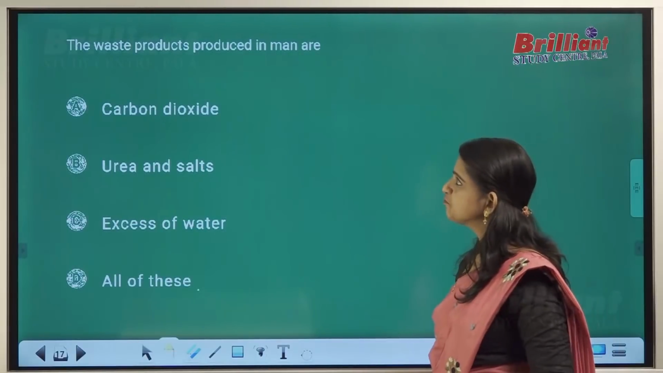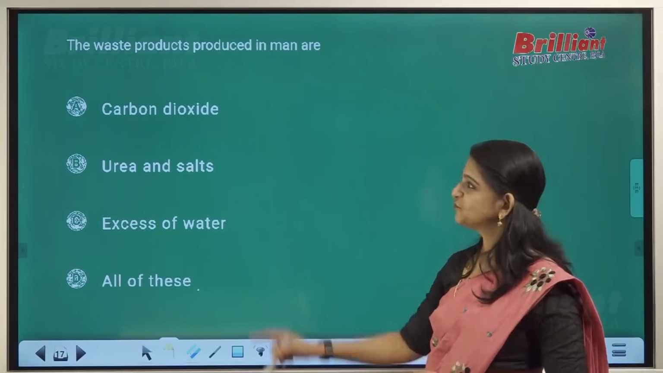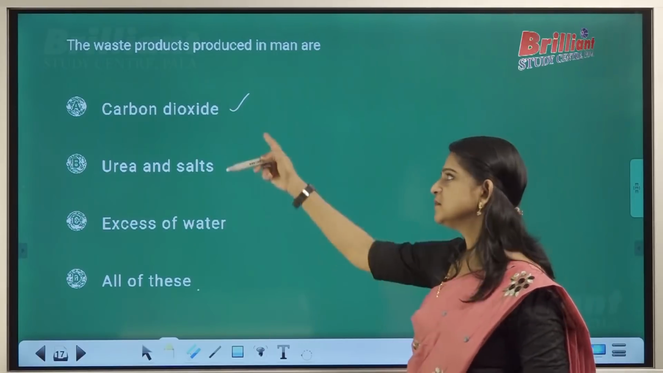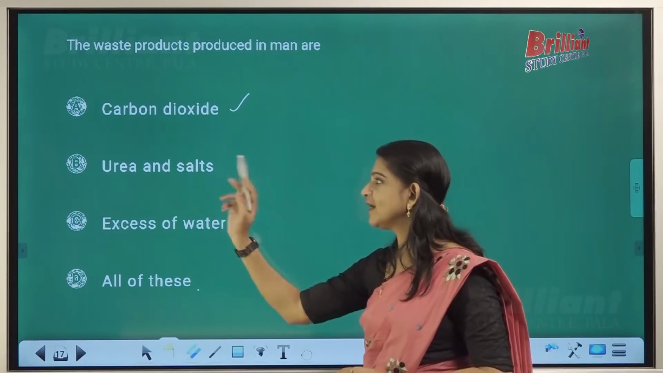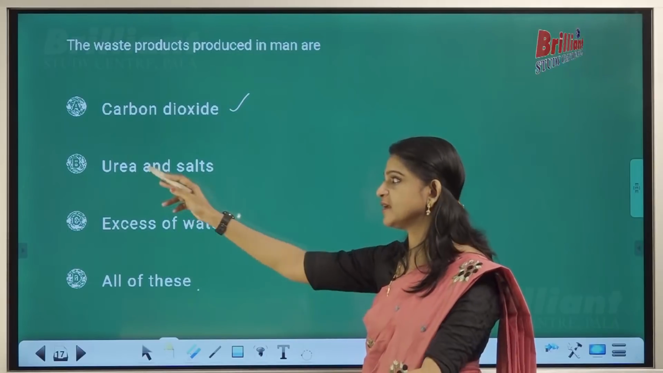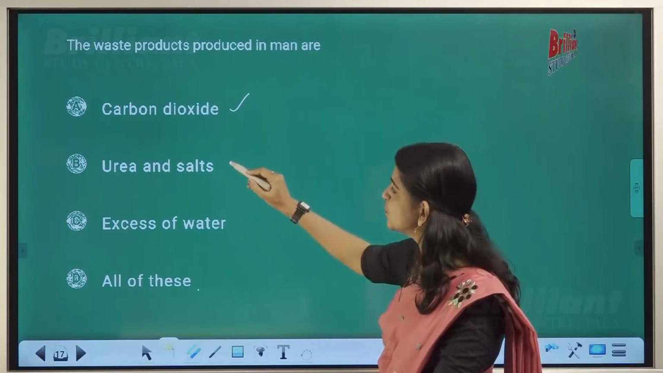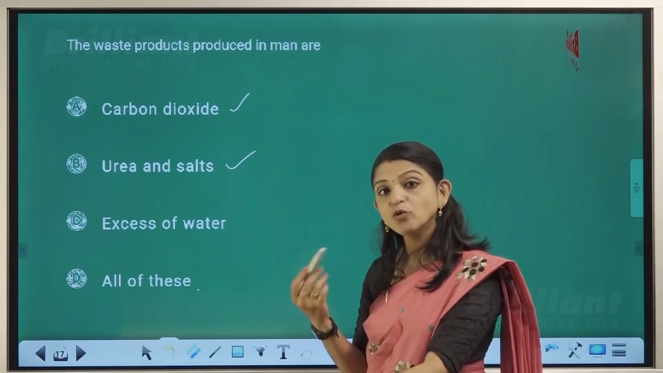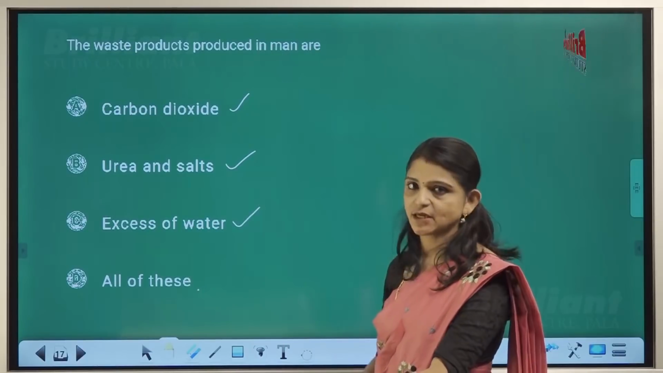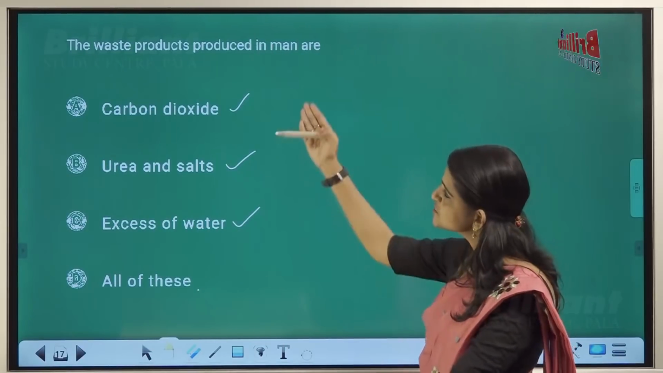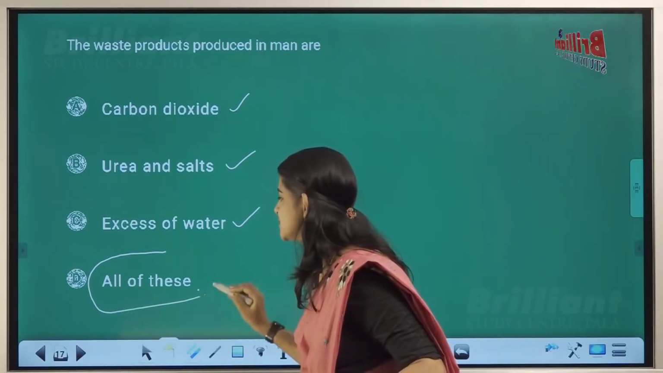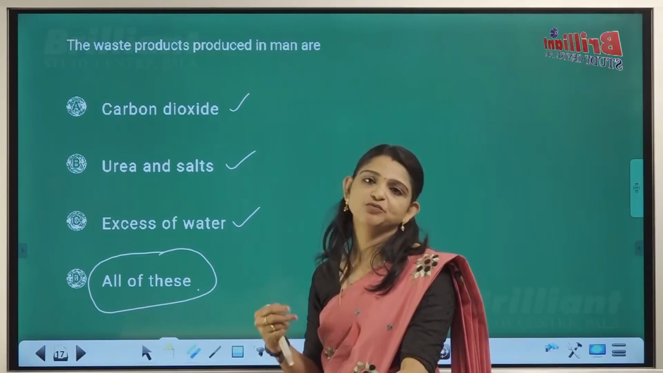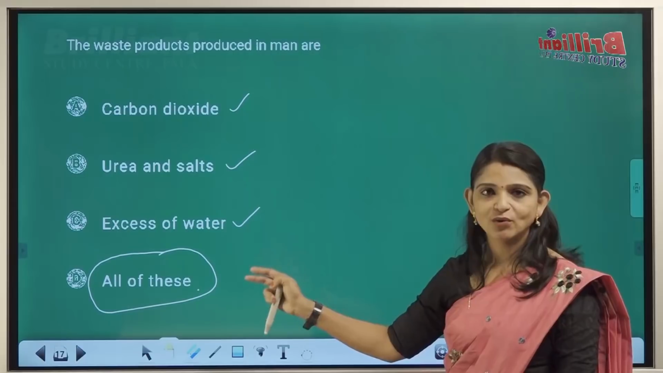Next one. The waste products produced in man are, first option, carbon dioxide. Yes, that is the major gaseous waste. Next one, urea and salts. Yes, kidney and other organs excrete urea and salts. These are also our excretory waste. Then excess of water. That is also correct. If you are drinking more water, definitely the body has to eliminate it out. So from this option, the answer is all of these. We are having carbon dioxide, urea, salts, excess of water, etc. as our waste materials. So the option is all of these.